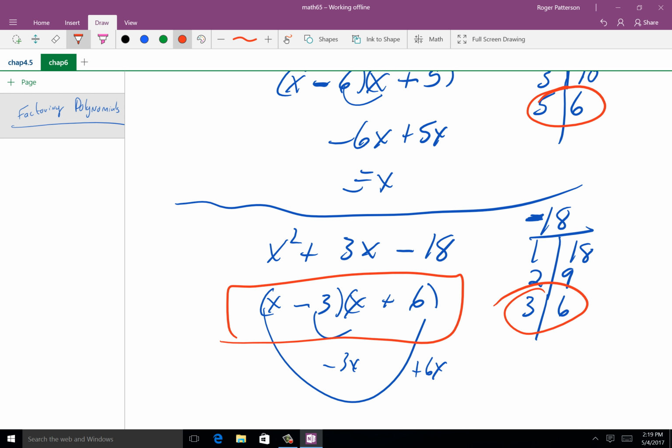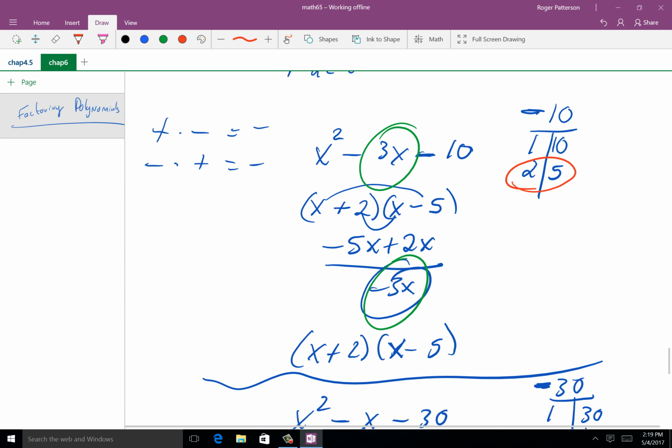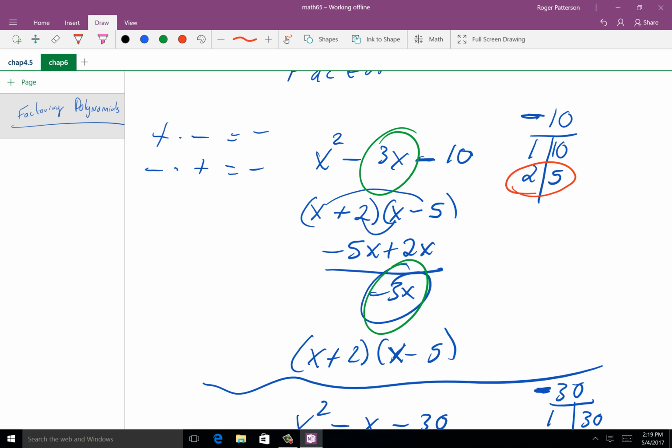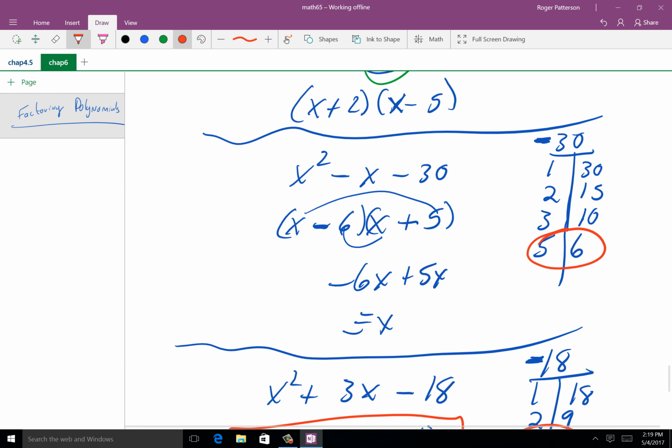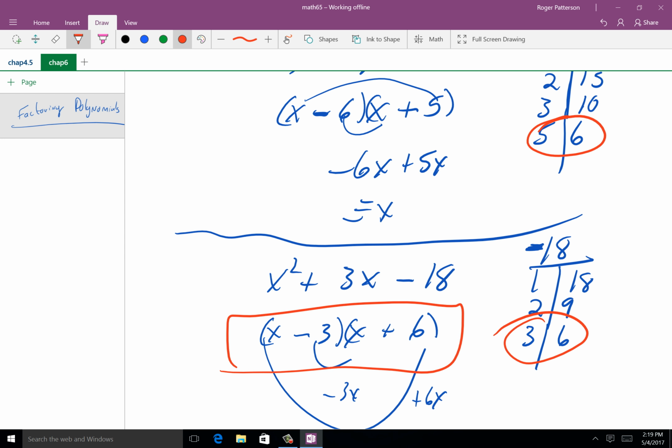Now, let's come back and take a look at these. Notice that in this case, the 5 is the largest of the two numbers. 5 is larger than 2. And it took on that negative sign. Notice here that of 6 and 5, 6 is the largest, and it took on that negative sign. Here, 6 is the largest, and it took on the positive sign.